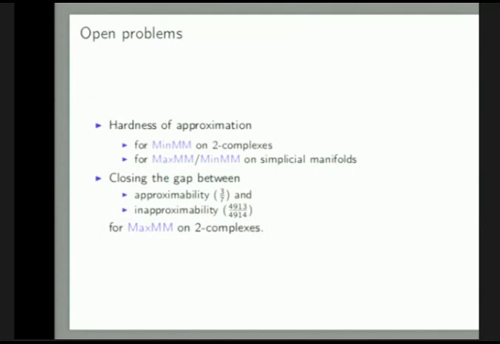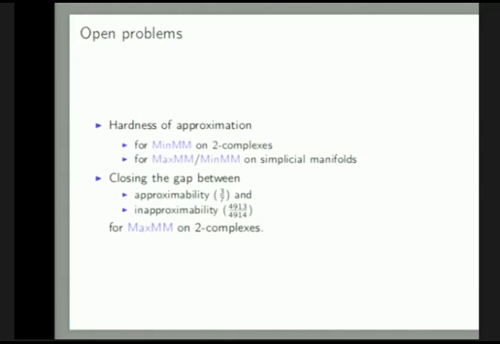Among the open problems, what we haven't done is I have not shown the hardness proof for min Morse matching on 2-complexes. In this paper, we only establish a hardness result for 3 or higher dimensional complexes. So hardness of min Morse matching for 2-complexes is open, and Uli Bauer and I are working on that. Hopefully we'll have something soon. But right now it's open.